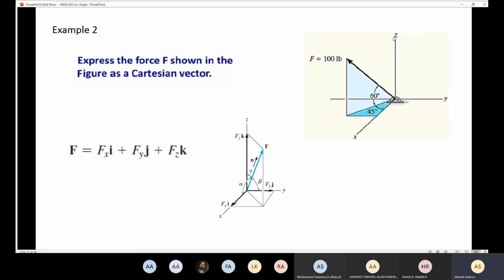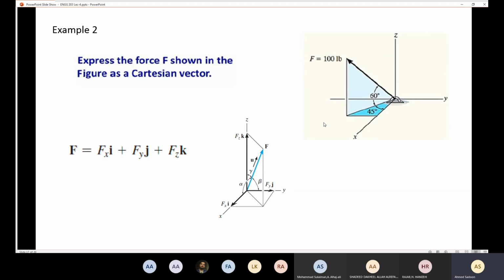So the component in z is finished. So now I have Fz. Fz is 100 pounds multiplied by sine 60. Now I need to know the component in x and the component in y. Of course, the component in z is going to be positive because when I decompose this one here and this one here, this one is going to be positive. And here I have the component in z dash.